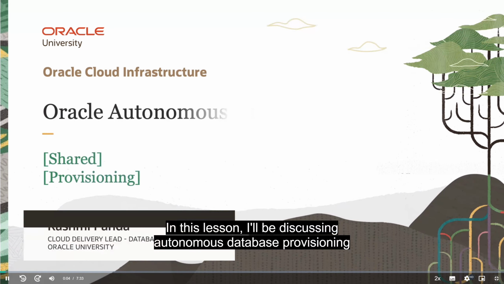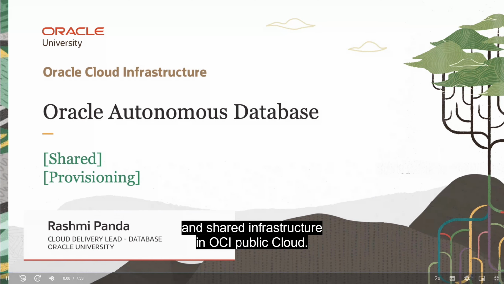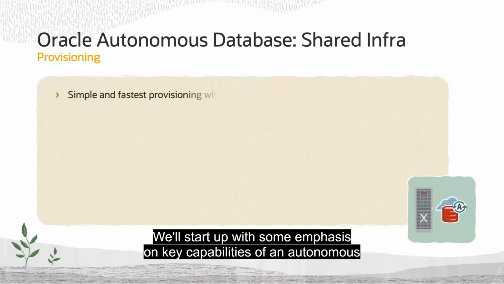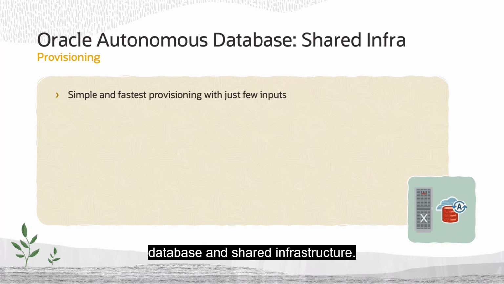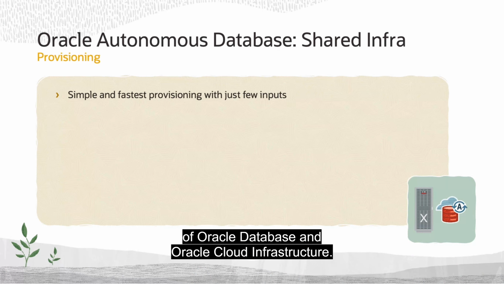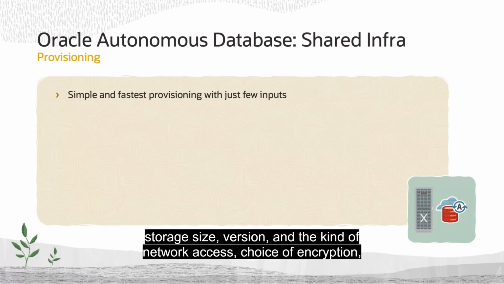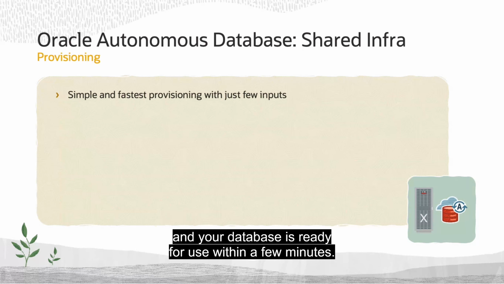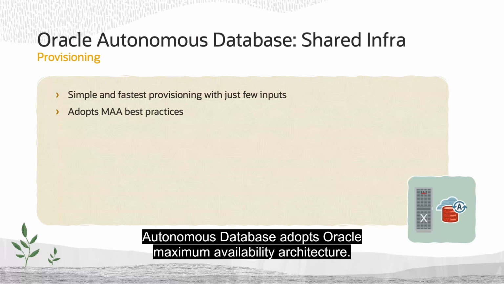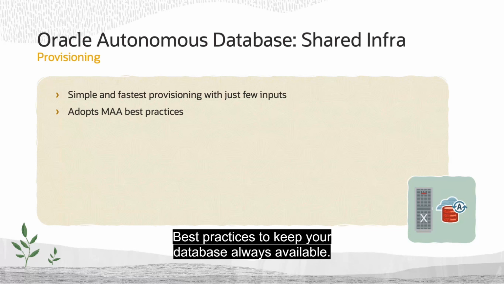Welcome everyone. In this lesson, I'll be discussing autonomous database provisioning in shared infrastructure in OCI public cloud. To start with some emphasis on key capabilities of an autonomous database in shared infrastructure, this is the simplest and fastest deployment of Oracle database in Oracle Cloud Infrastructure. We just need to provide a few inputs like the database name, display name, number of OCPUs, storage size, version, the kind of network access, and choice of encryption, and your database is ready for use within a few minutes. Autonomous database adopts the Oracle Maximum Availability Architecture best practices to keep your database always available.